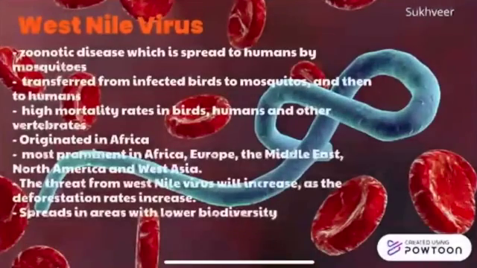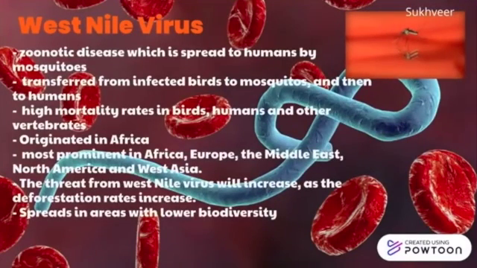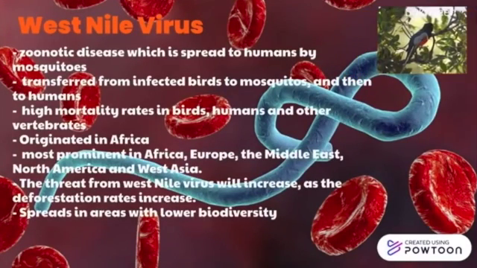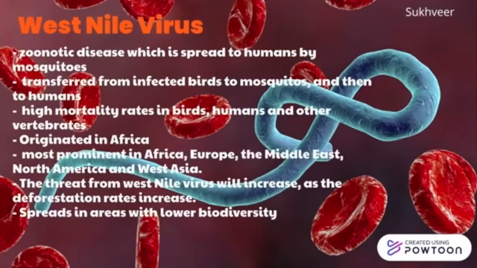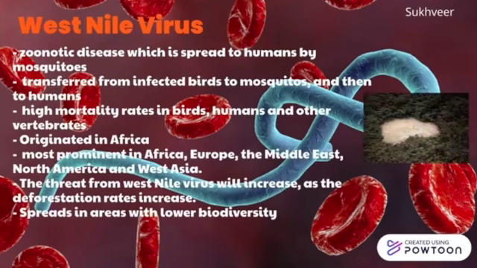West Nile virus is a zoonotic disease which is spread to humans by mosquitoes. The virus is transferred from infected birds to mosquitoes and then humans. It has a high mortality rate in birds, humans, and other vertebrates. West Nile virus was first discovered in Africa and then spread around the world. It is most prominent in Africa, Europe, the Middle East, North America, and West Asia today.